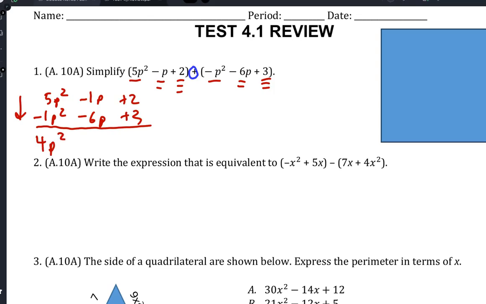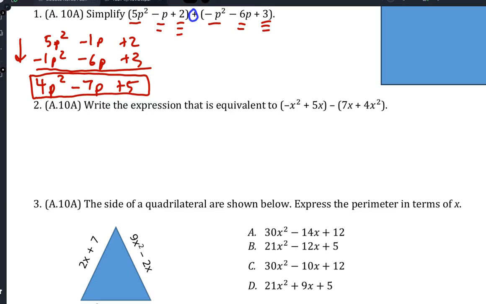On the next one, if we were to draw this, these would all be shaded. We would have 1 and 6. If you group them up, you get 7. So minus 7p. The signs are the same, so we add. And then 2 plus 3 is 5. That's the answer to number 1. Piece of cake.